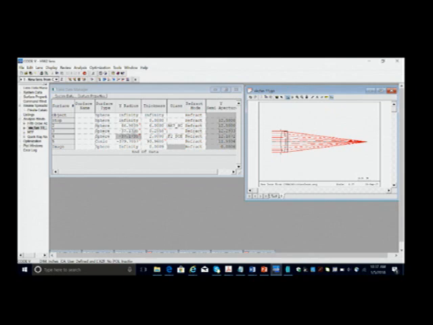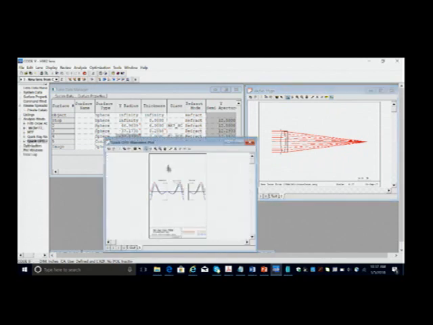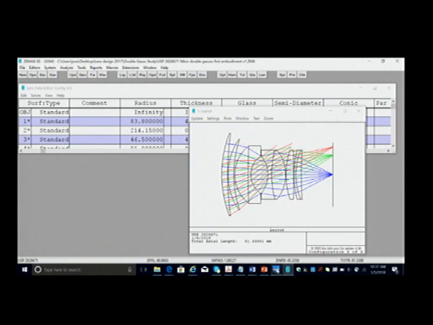Here we have the specifications, the radii of curvature of these surfaces, the glass. I can plot the optical path difference to get an idea of the quality of the image. I have also over here Zemax, which is another lens design software, analyzing a double Gauss lens.